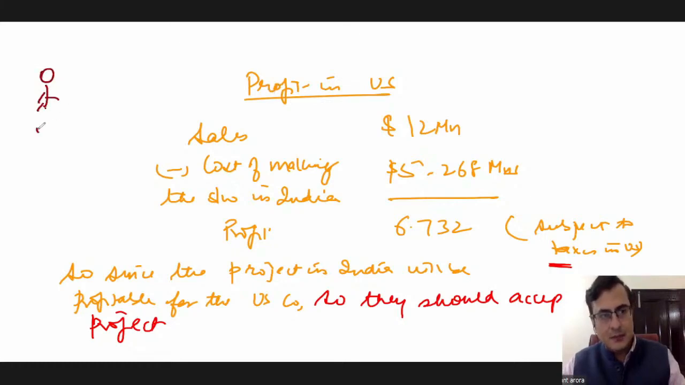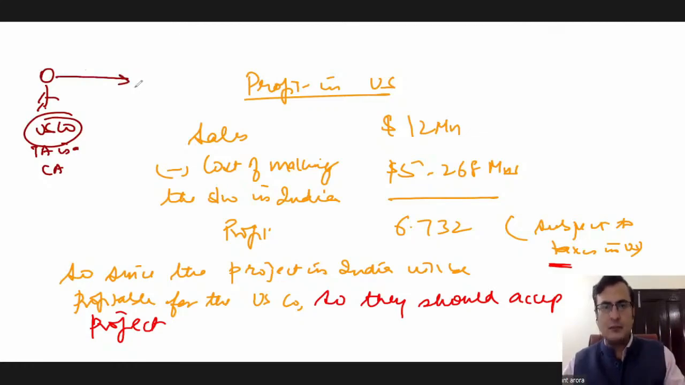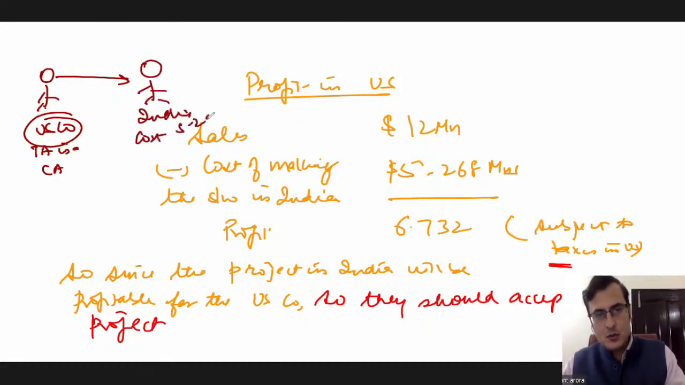This is a US company. Okay, Akash, you are a chartered accountant here. So Akash is a CA here in the USA. They are buying from them at 10 millions. So this is India. Their cost is 5.268. So the cost of making it is 5.268. We are paying them 10 millions.